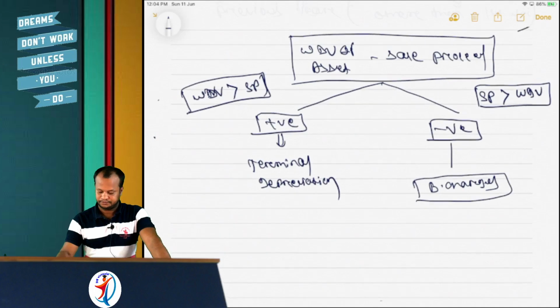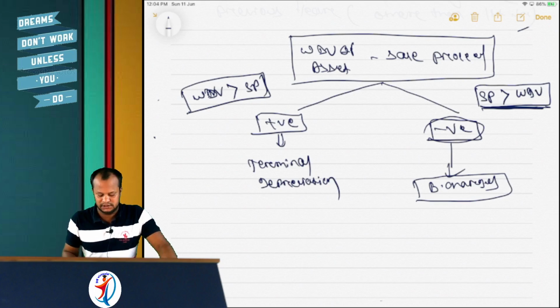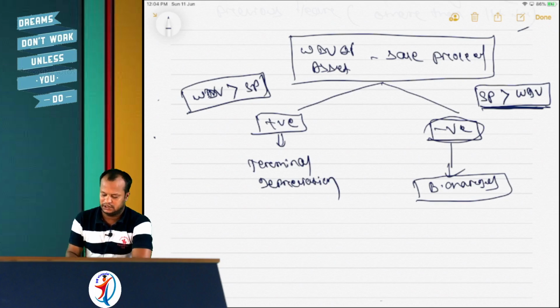If the result is negative, it means selling price is greater than WDV. In that case, the result will be balancing charges.